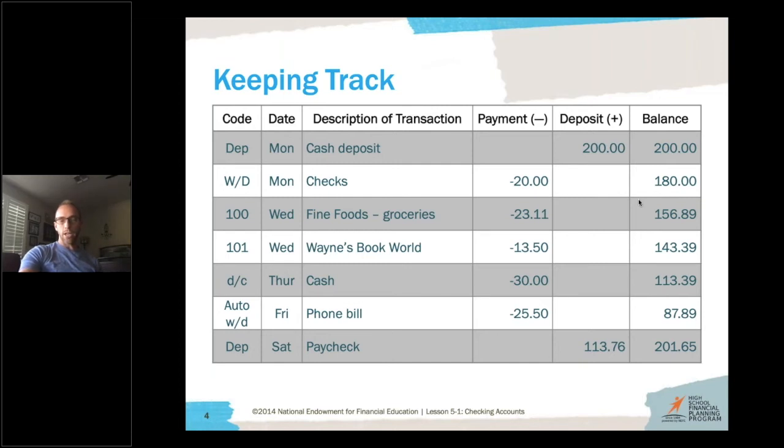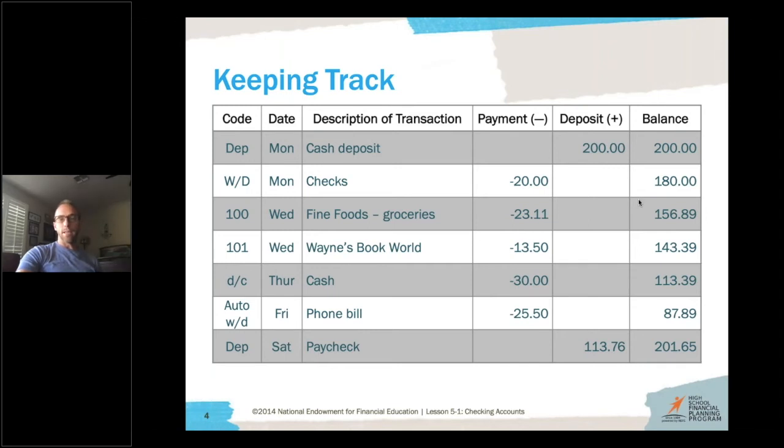Not a lot of money left in their checking account, but then on Saturday they got a deposit. Okay, so a check came in, they deposited it for $113.76, and now their balance goes back up to $201.65. So this is how that works. You keep track of all of your deposits, all of your payments, and then you know really at any time how much money you have.